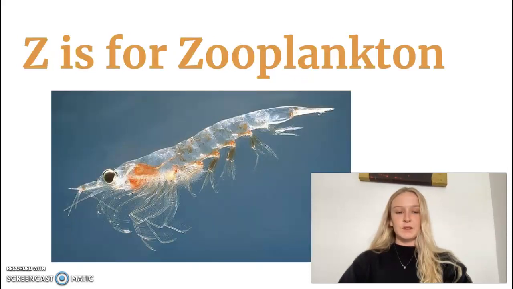zooplankton. So those were just some different items in the ocean that we used to describe each letter of the alphabet. So for some practice, I would like each student to think of letters in the alphabet and words that start with each letter. So for example, B is for banana.